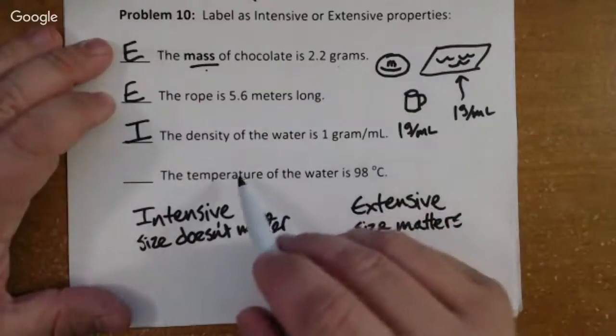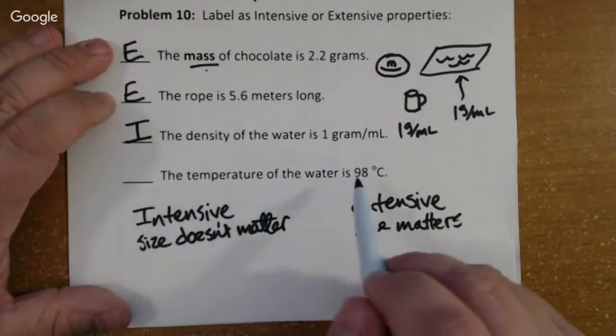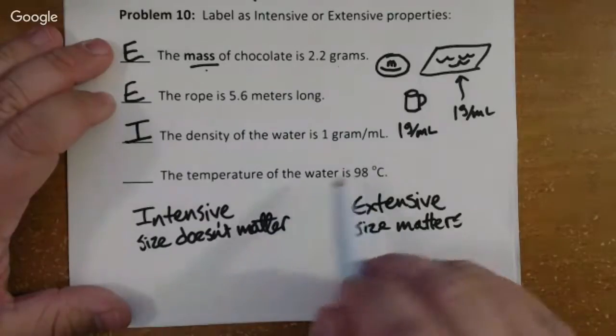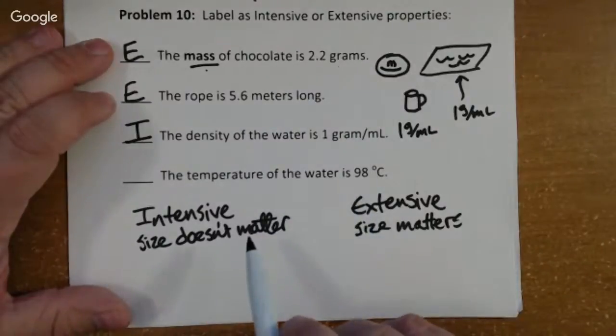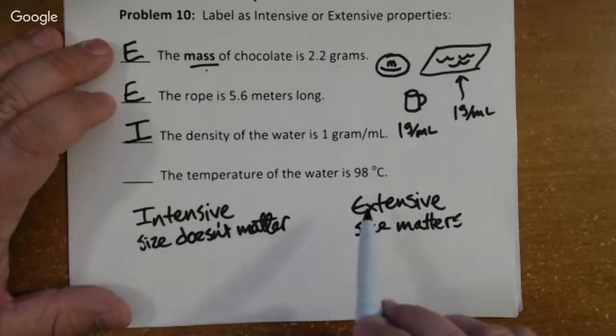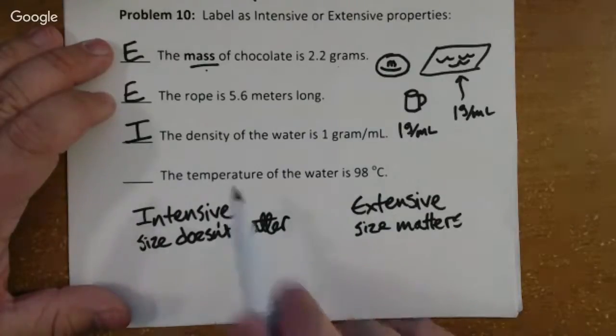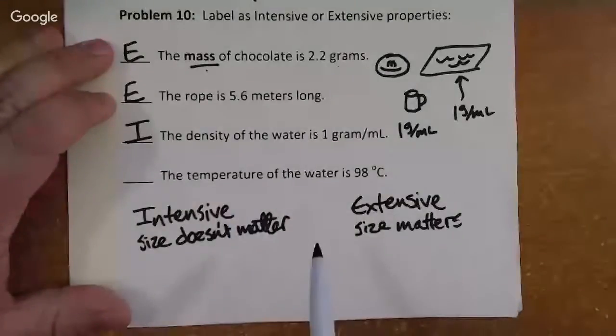I want you to think about this last one. The temperature of the water is 98 degrees. So do your size check. Is temperature an intensive or an extensive property? So put a vote up in the question section and decide whether or not temperature is going to be intensive or extensive.